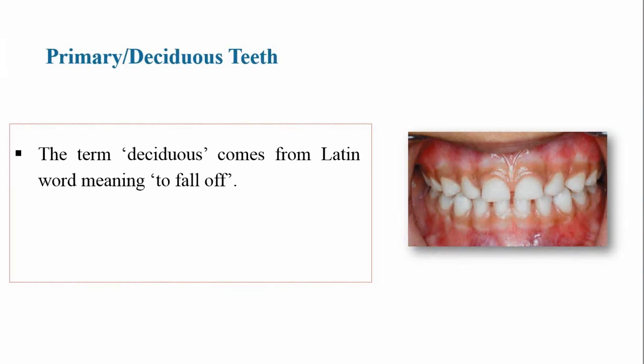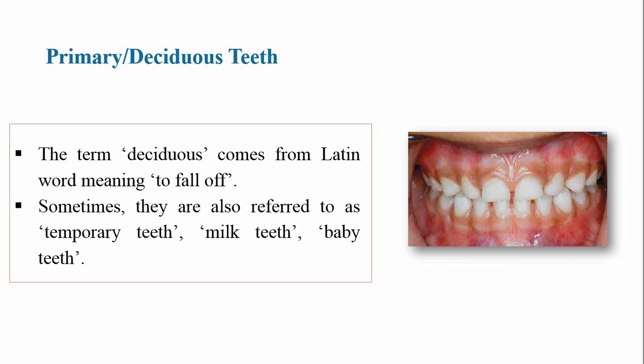The term deciduous comes from a Latin word meaning to fall off. So the deciduous teeth are termed so because they fall off or shed naturally, similar to the leaves of deciduous trees. Sometimes they were referred to as temporary teeth, milk teeth, or baby teeth.